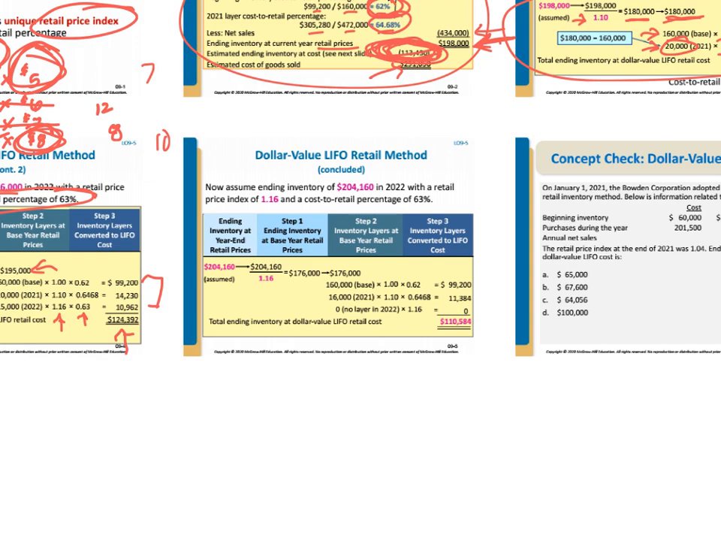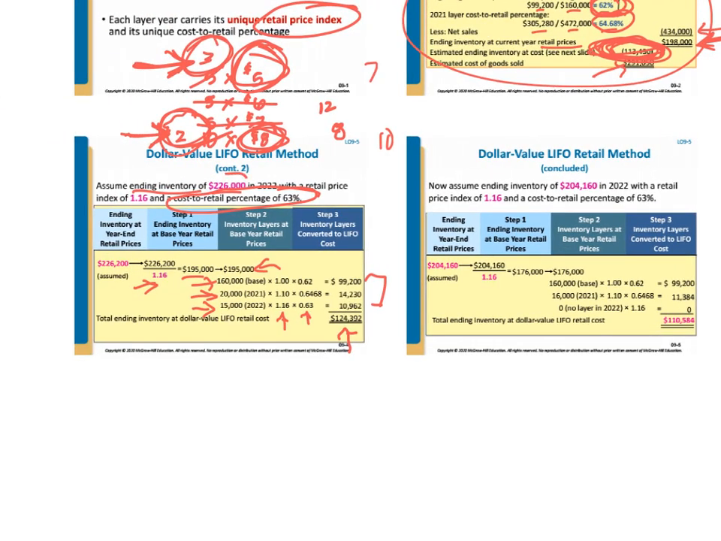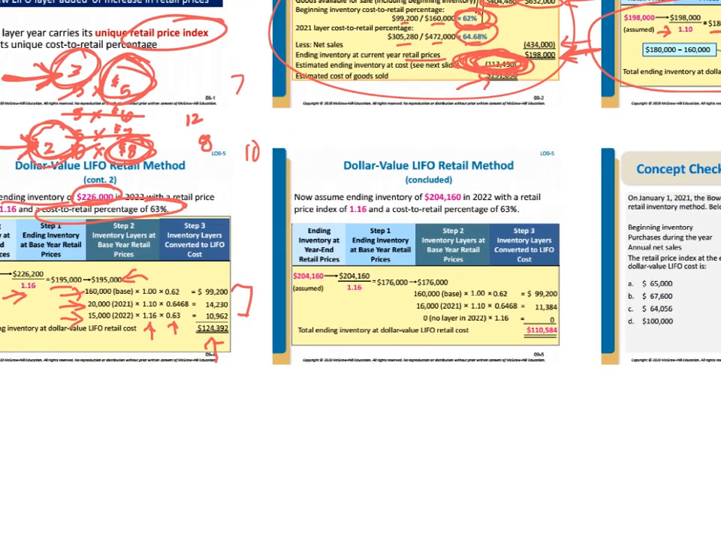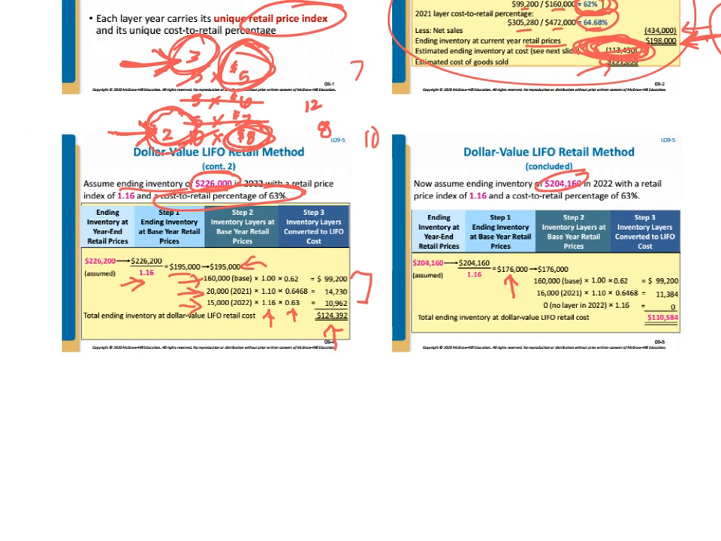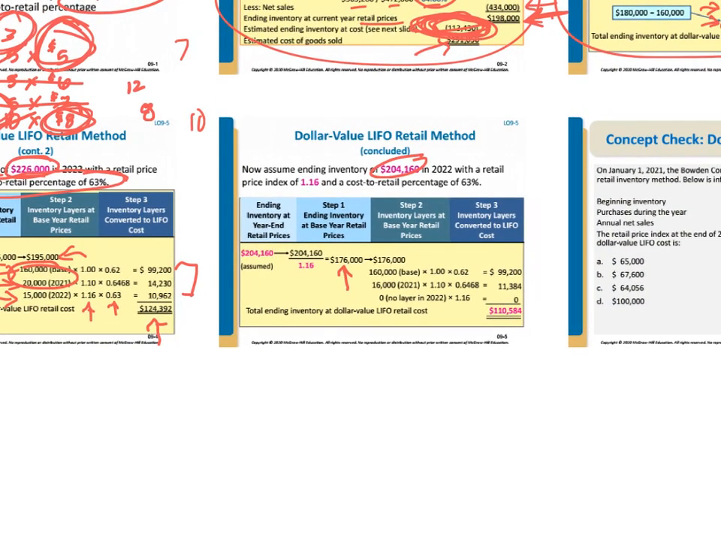Now, what happens if instead of the 226 in the second year, we had 204,160? When we do that same process, notice we're left with ending inventory at retail prices at base year prices of 176. Well, 176 doesn't even cover the 180 that we had last year. So notice the 180 is what we had last year. In other words, we've sold through part of our layer.